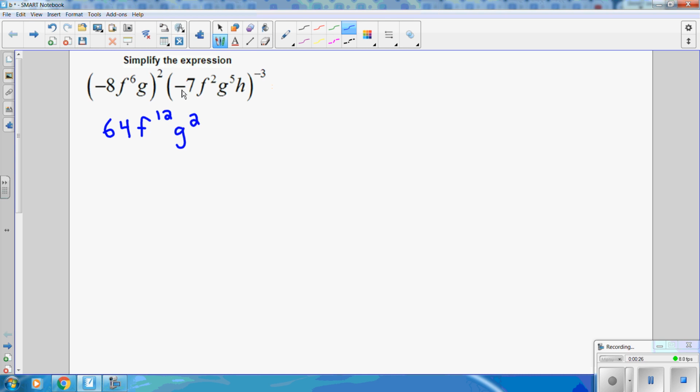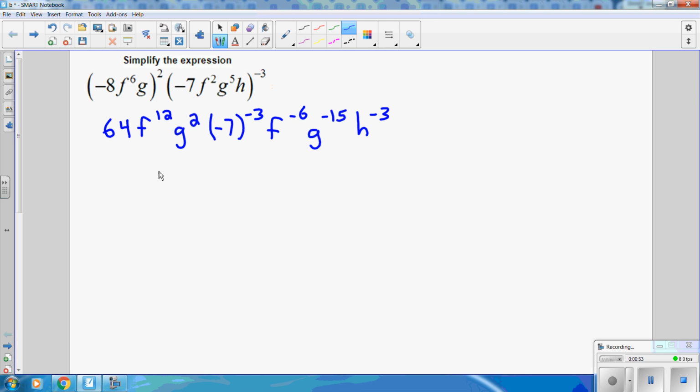And then we're going to take negative 7 to the negative 3 power. And it's a negative exponent, so we'll come back to that in just a minute. F to the second to the negative 3 power, multiply the exponents. F to the negative 6. G to the 5th to the negative 3. That's G to the negative 15. And then H to the negative 3.